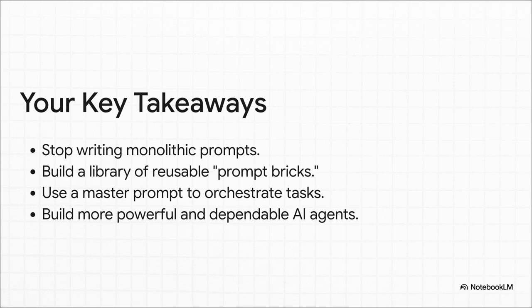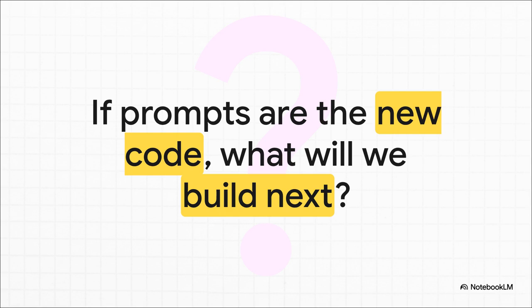All right, to wrap this all up, here are your key takeaways. First, please stop writing those giant monolithic prompts. Instead, start building a library of reusable prompt bricks. Then, use a master prompt to orchestrate all the complex tasks. If you adopt this mindset, I promise you are going to build way more powerful and dependable AI agents. Which really leaves us with a fascinating question to chew on. If we start treating prompts as a new kind of code, structured, modular, and hierarchical, what incredible things are we going to build next? The possibilities, they're truly endless.